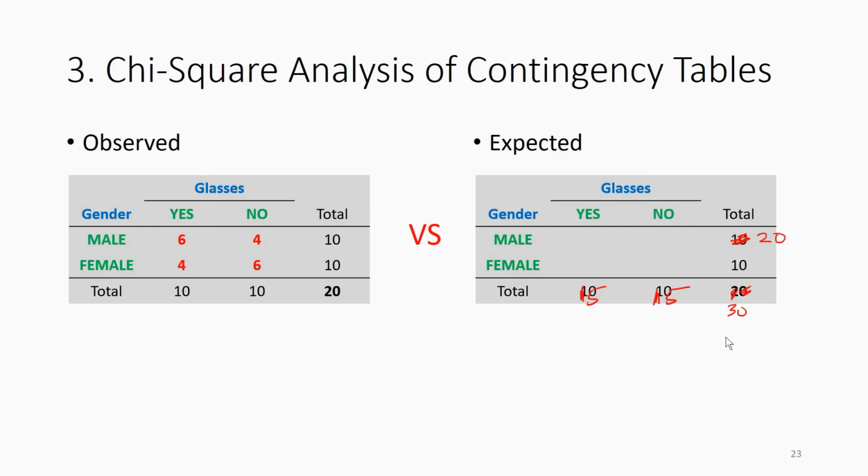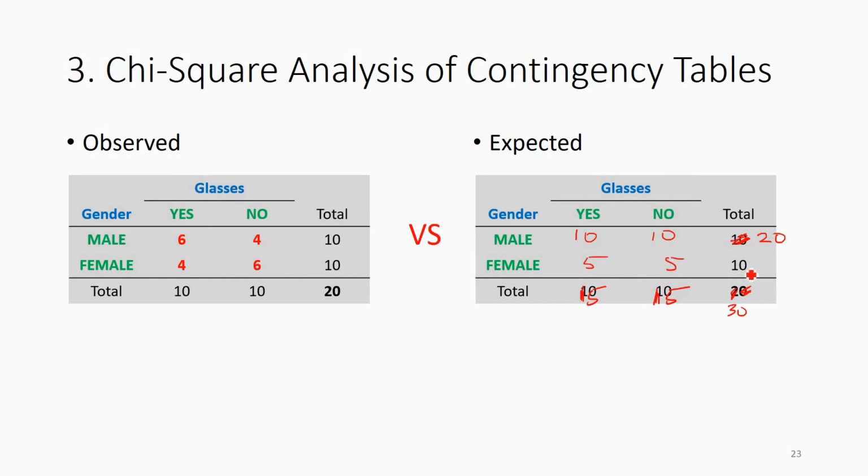So now, if I ask you, from the expected frequency, based on this data set, based on your hypothesis, how many males with glasses and how many males without glasses? This is 10, 10, right? Because half of them with glasses, half of them without glasses. How about this one? Same as this one, 5, 5.